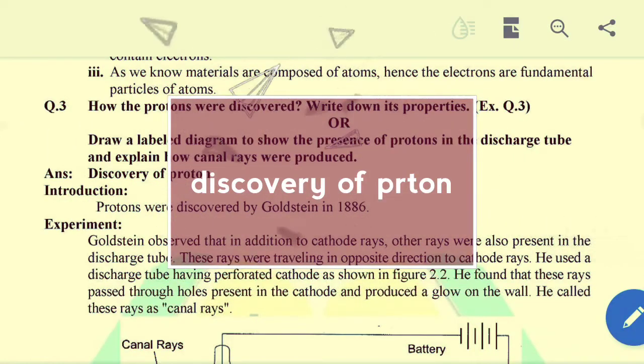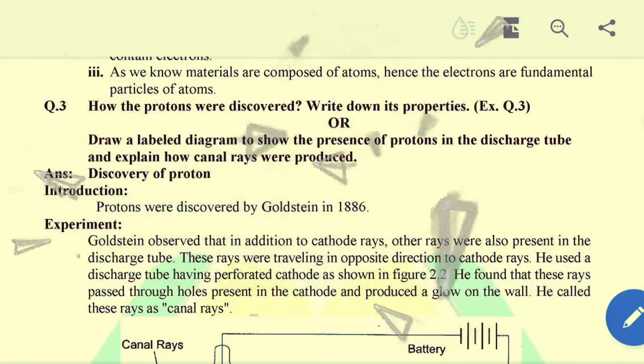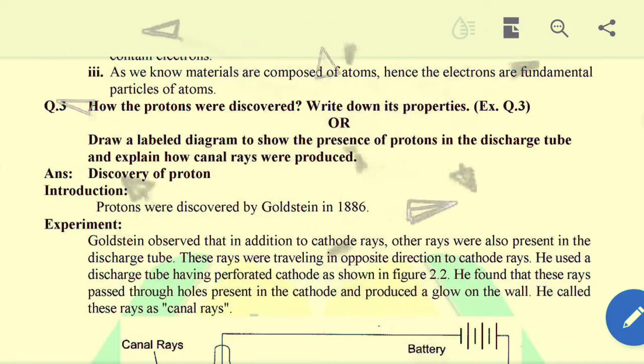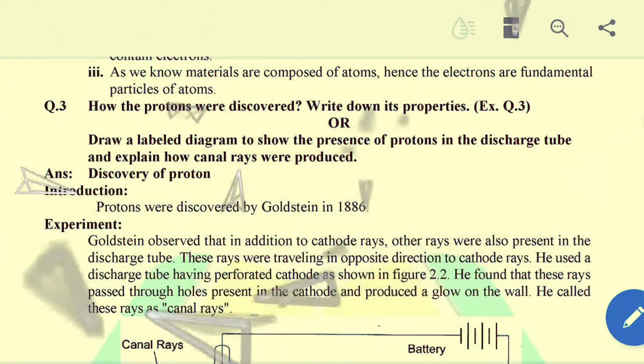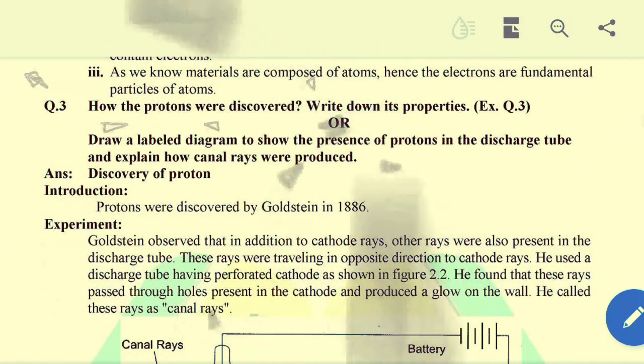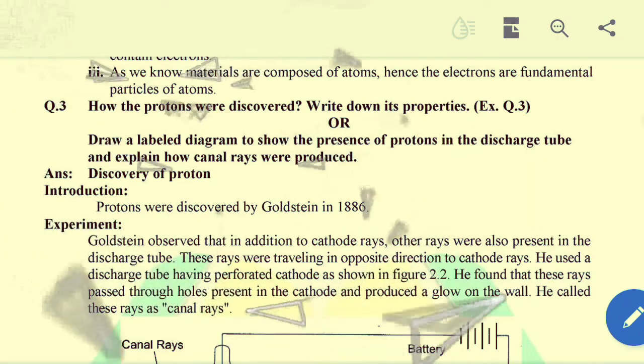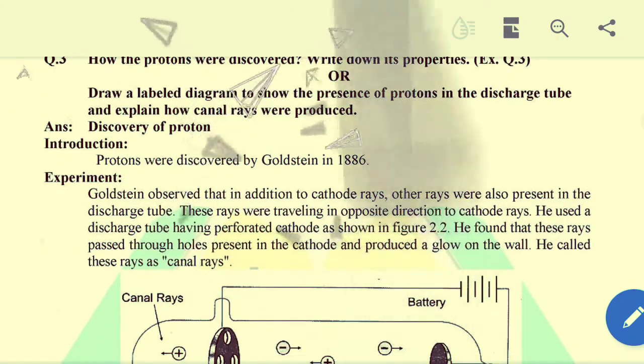Bismillahirrahmanirrahim. Listen guys, our today's next topic is exercise question 3. Draw a labeled diagram to show the presence of protons in the discharge tube and explain how canal rays were produced and how the protons were discovered. Write on its properties. So the first heading is introduction.